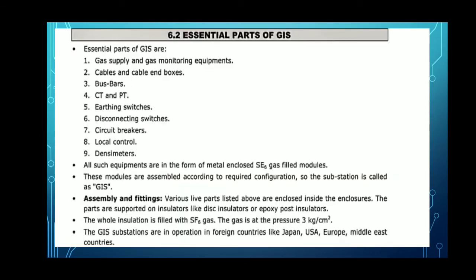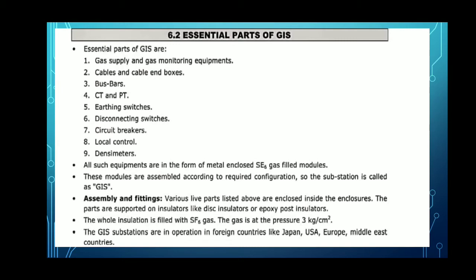Next we have to see the essential parts of the gas insulated substation. Here is the list of the essential parts: gas supply and gas monitoring equipment, then cable and cable boxes, bus bar, CT and PT, earthing switches, disconnecting switches, circuit breaker, then local control. So these are the different parts which are used in the gas insulated substation.